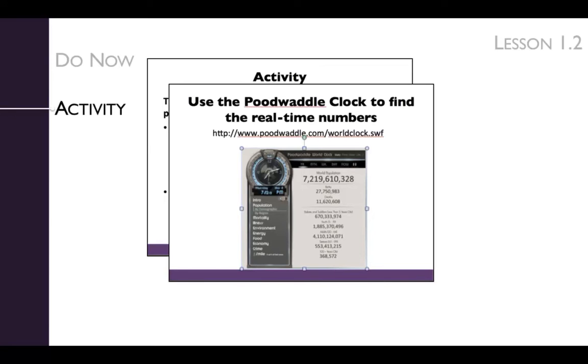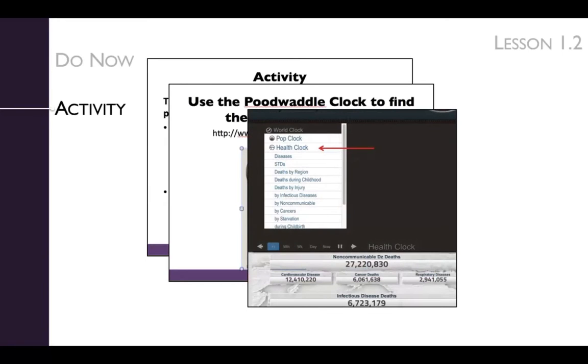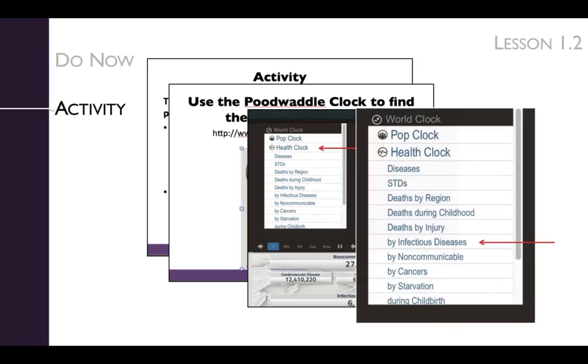After the students complete their estimates, they use the clock to compare them with the actual prevalence of the diseases. It's important to note that the clock resets every January, so it only shows the impact of the infectious disease from the beginning of this calendar year. The clock is updated regularly. Once you have opened the clock, navigate to the Health Clock. From the Health Clock, select by infectious disease to view current disease statistics.